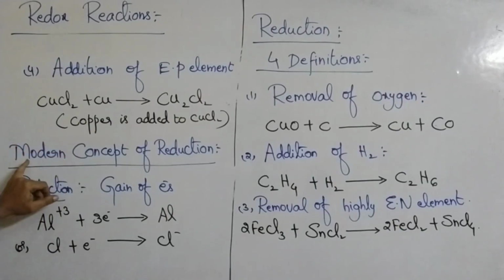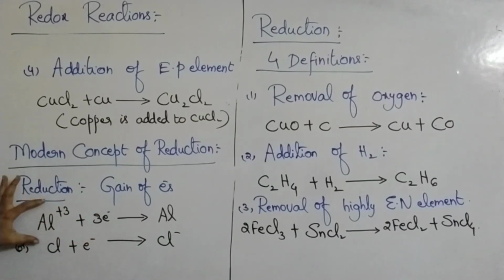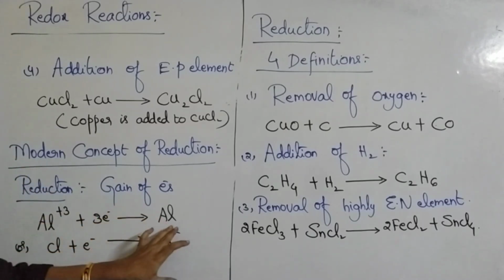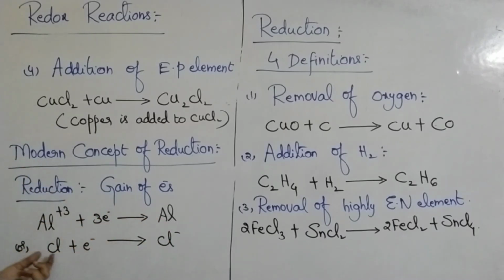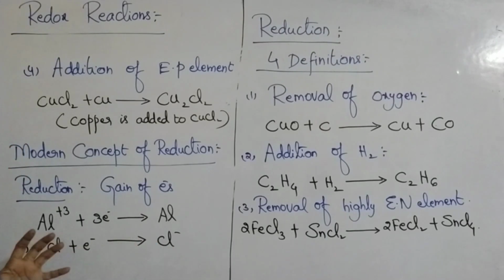Next, according to the modern concept, reduction is also called gain of electrons. For example, aluminium ion Al3+ gains 3 electrons and forms molten aluminium. Suppose chlorine, to get the nearest inert gas configuration, gains electrons and forms the anion Cl minus. So gaining of electrons, according to the modern concept, is also called reduction.